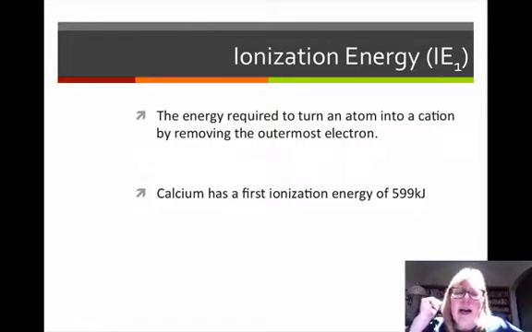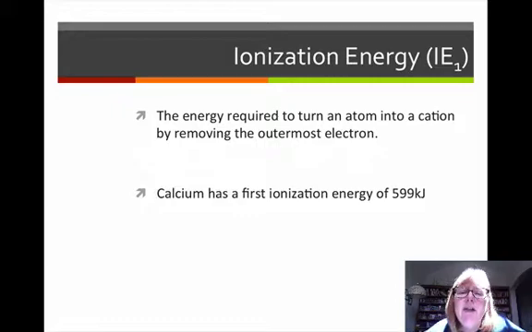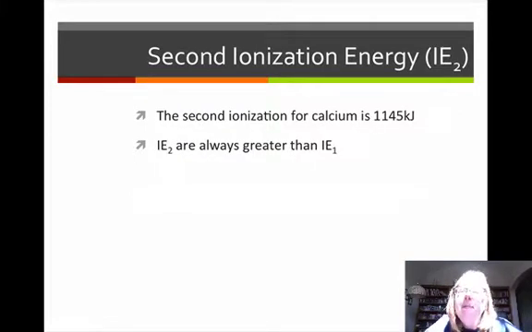All right, let's talk about ionization energy. Knowing this definition is important. It's the energy required to turn an atom into a cation. In other words, it's the amount of energy required to remove the outermost electron. So let's look at calcium. Its first ionization energy is 599 kilojoules. But to take away the second electron in calcium, which is called the second ionization energy, you can see it's a lot greater. Second ionization energies are always greater than the first.